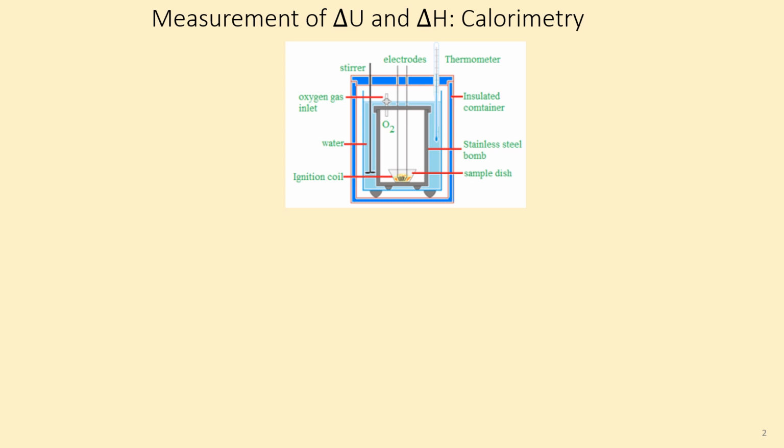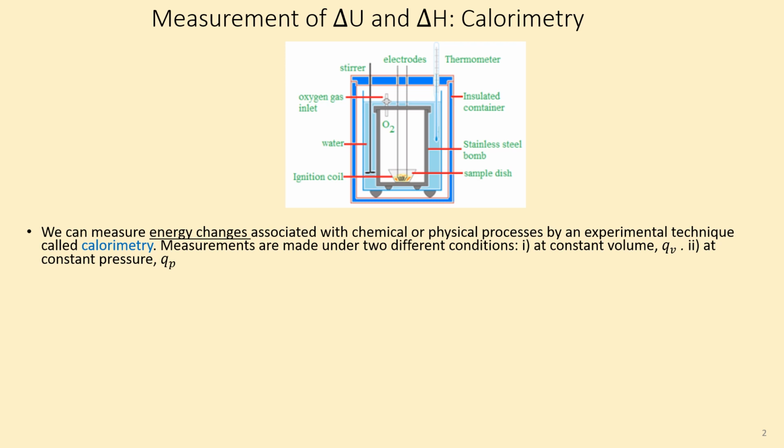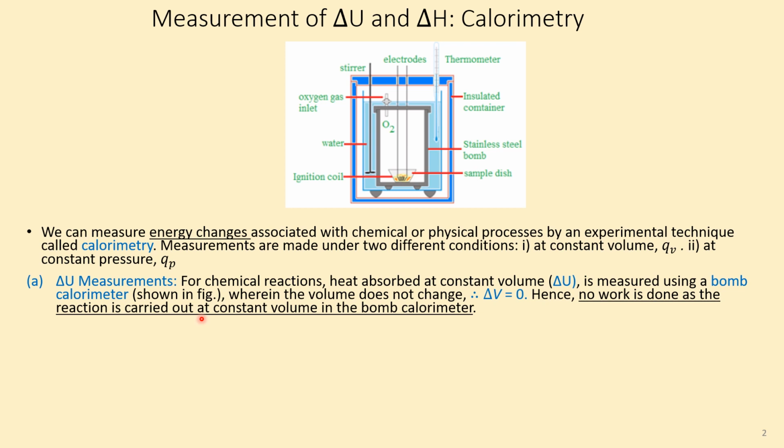Measurement of delta U and delta H, that is, calorimetry. We can measure energy changes associated with a chemical or a physical process by an experimental technique called calorimetry. Measurements are made under two different conditions: one, at constant volume, Q subscript V, and two, at constant pressure, Q subscript P. First, delta U measurements, where delta U is the change in internal energy.